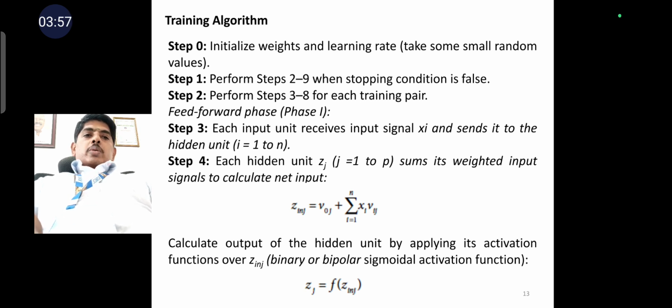The first step is to initialize the weights and the learning rate, and perform steps 2 to 9 while the stopping condition is false. Step 2 is to perform steps 3 to 8 for each training pair. For the feed forward, phase 1 is considered. Each input unit receives input signals and sends them to the hidden unit, and each hidden unit sums its weighted input signals to calculate the net input, Zinj. From that you calculate the output values Zj.